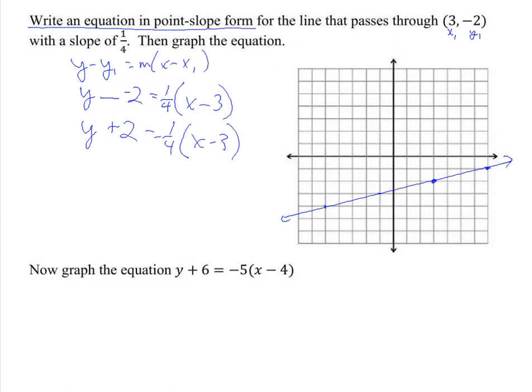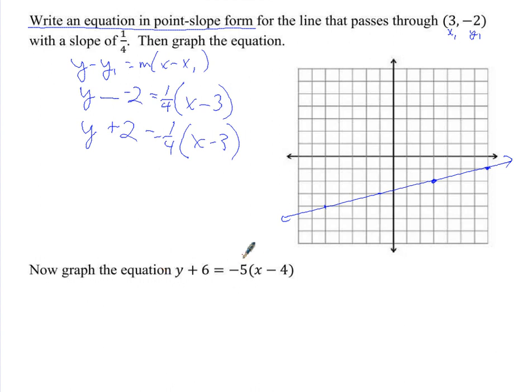Next it says, now graph the equation y plus 6 equals negative 5 times x minus 4. So that is in point slope form as well. We need to figure out on this one what the ordered pair is that they gave us, since they didn't outright tell us what the ordered pair was. We know the slope already. What is the slope? On this equation right here, what is the slope? It's negative 5. It's sitting right here.